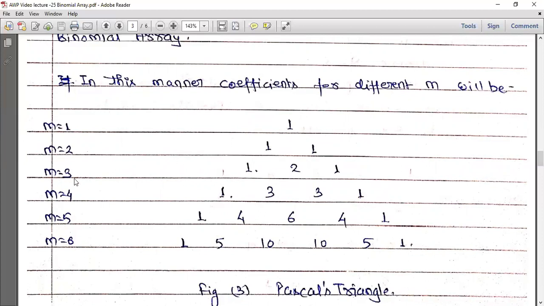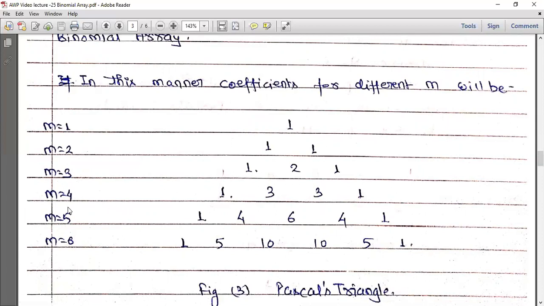For m equals 3, you write (1 + x) to the power m minus 1, that is (1 + x) to the power 3 minus 1, which is equal to (1 + x) whole square, and (1 + x) whole square can be written as 1 + 2x + x square. The coefficients of these three terms are 1, 2 and 1. So the first coefficient is 1, the second term is 2x, so the coefficient is 2, and the third term is x square, so the coefficient is again 1. That's why the coefficients written over there are 1, 2, 1.